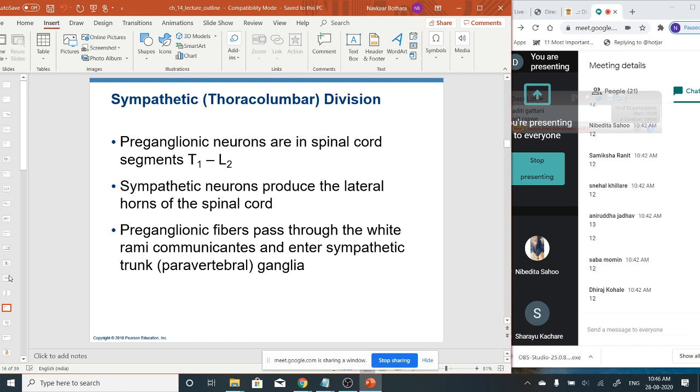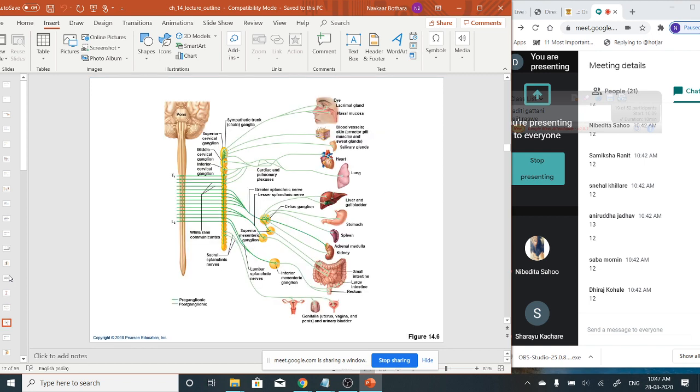It arises from the lateral horn of the spinal cord. Preganglionic fibers pass through the white rami communicantes and enter the sympathetic trunk, that is, the paravertebral ganglia. These are very, very important. If you go back again, read either Tortora or Guyton, a good book. These paravertebral ganglia run almost parallel, almost at the side of the spinal cord, like a necklace, like a diamond or pearl necklace.